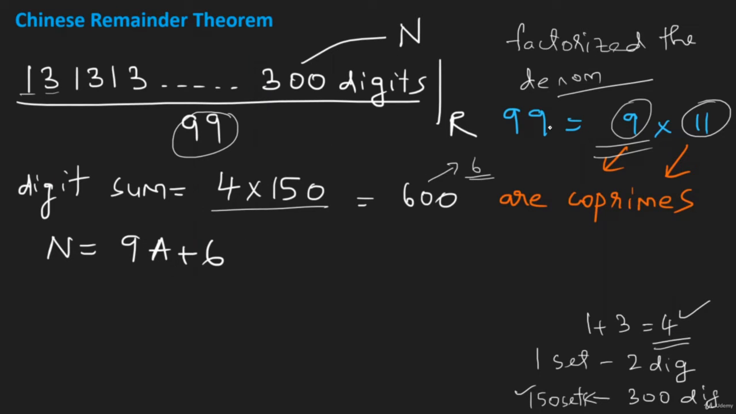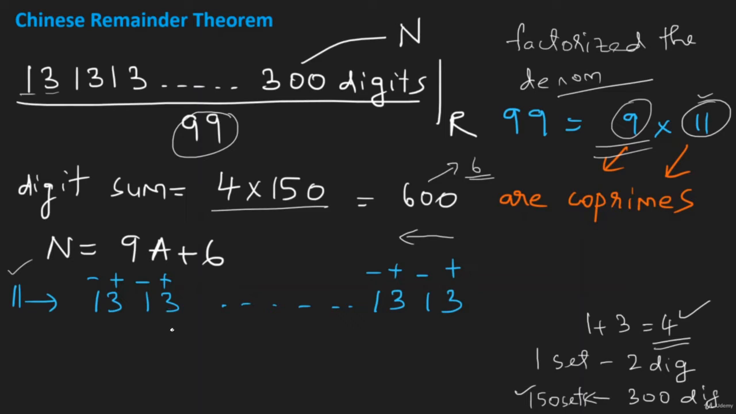Alright, now let's do the same with 11. What's the rule for 11? Let me write the number over here. So you have 1313 etc, and it will also end in 13, right? Up to 300 digits. For the divisibility rule of 11, we have to give plus and negative signs in an alternating manner starting from the right to the left, right? So over here you have a plus, over here you have a minus, you have a plus over here, you have a minus over here, and that goes on, right?